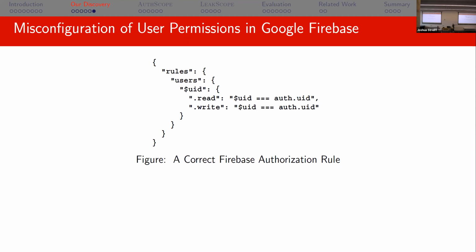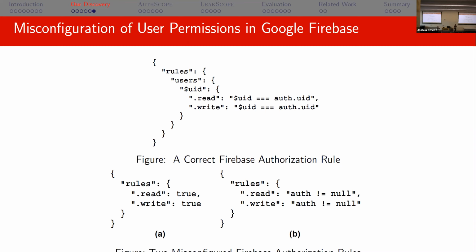The one shown here is the correct configuration. Basically, it says when the user wants to access a particular resource, the user ID should match the one specified there, whether they read the data or push data there.